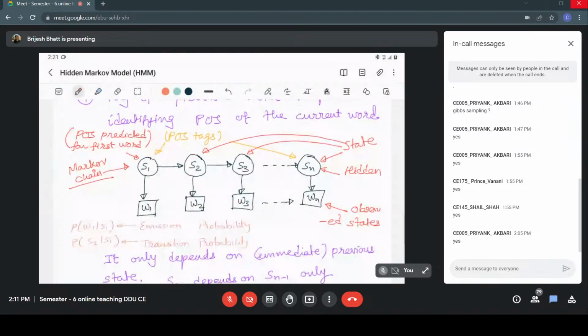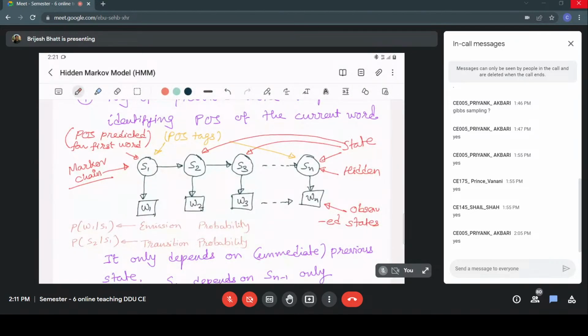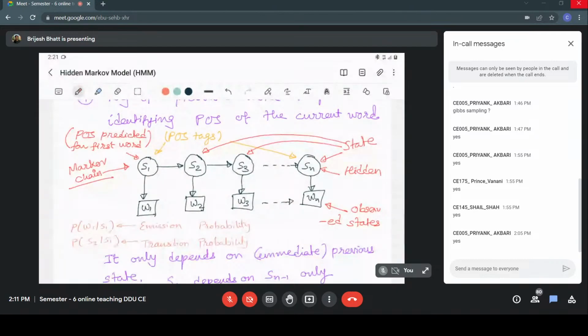What is the probability that you have seen an article and you are emitting A? And what is the probability that you have seen an article and you are emitting AN? And transition probability is, what is the probability of transitioning from an article to a noun? What is the probability of transitioning from a noun to a verb? What is the probability of transitioning from an adjective to a noun? So that is transition probability. This is a simple formula. We'll see a more detailed formula very soon.